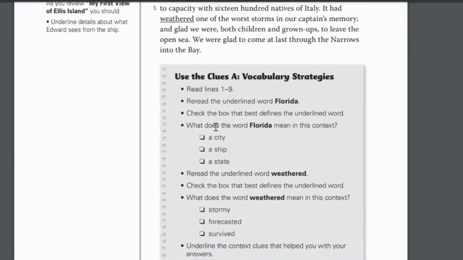Now, which box best defines the underlined word? The word Florida. Usually you think of it as the state, right? But you can't travel on a state. So it's a ship.